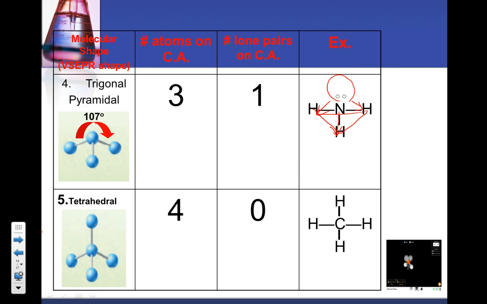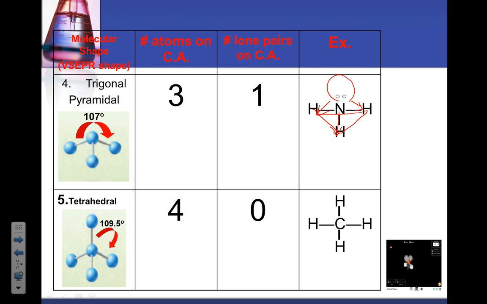Finally, tetrahedral. Remember, tetra means 4. So 4 atoms on the central atom and no lone pairs. Now when you draw this on your paper, it's going to look like these are 90-degree angles. But remember, y'all, our molecules are 3-dimensional. They're not flat at all. So you have to keep in mind the 3-dimensional quality of them. So the bond angles here are not 90. They can get even farther apart than that. The bond angle on tetrahedral is 109.5 degrees.